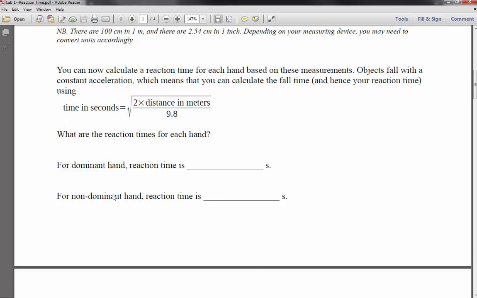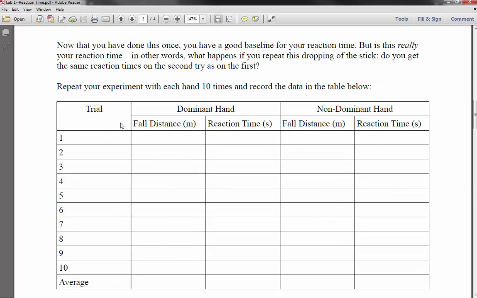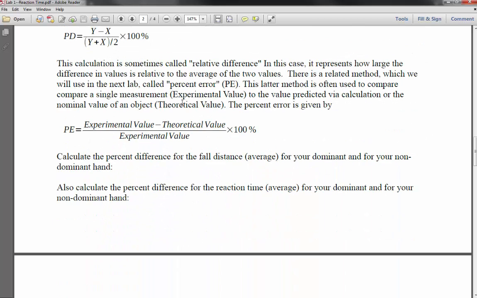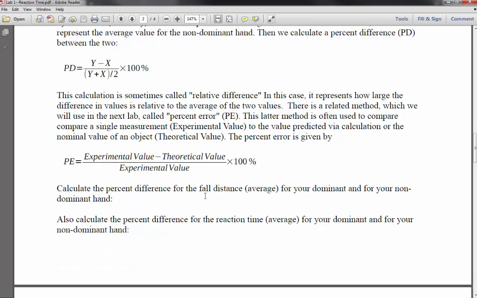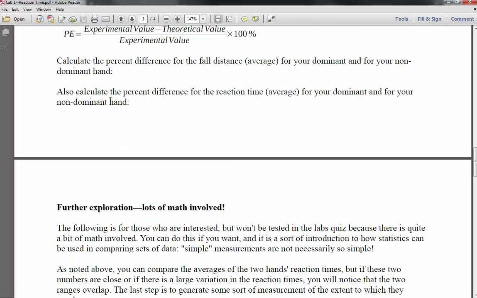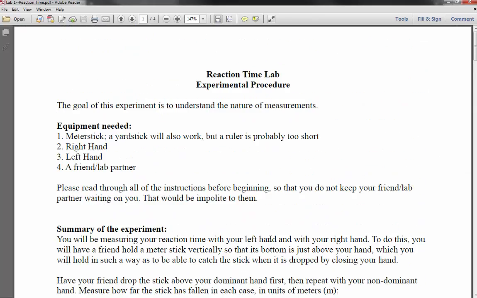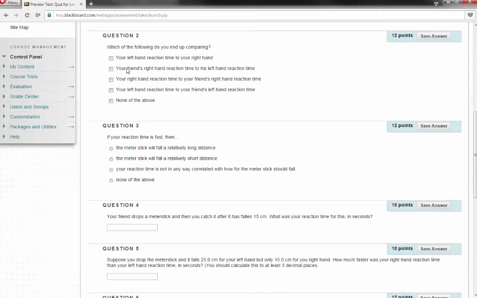So far it's basically your hand and your hand. Scrolling through, you calculate some reaction times. Scrolling through, you do this a bunch of times. It's still just you catching it. Then there's some percent differences. That would be the comparison. And ultimately, that's it. Then there's some further exploration, but that's not going to usually show up on the quizzes per se, other than maybe occasionally as a bonus question. So basically, you're going to compare your left hand reaction time to your right hand reaction time. Your friend doesn't show up anywhere in here, so none of these others are correct.